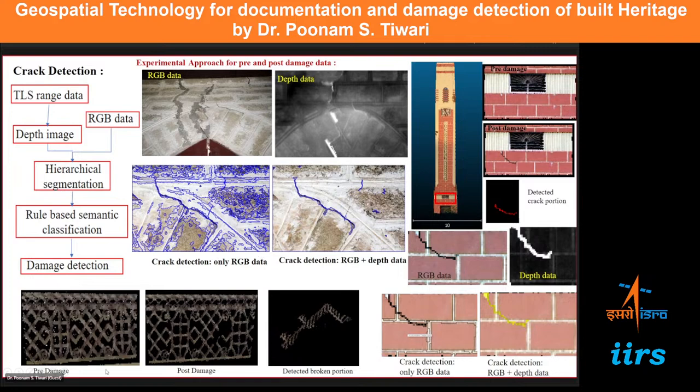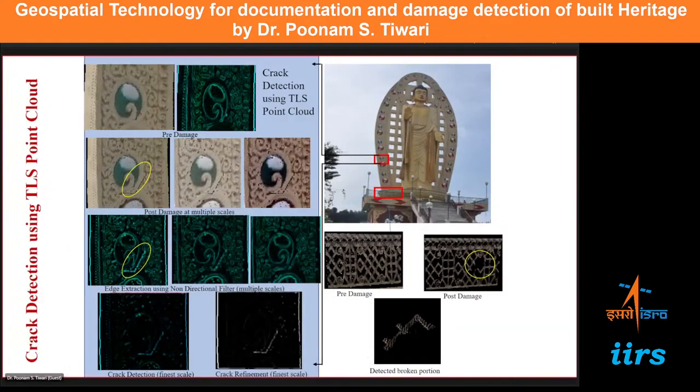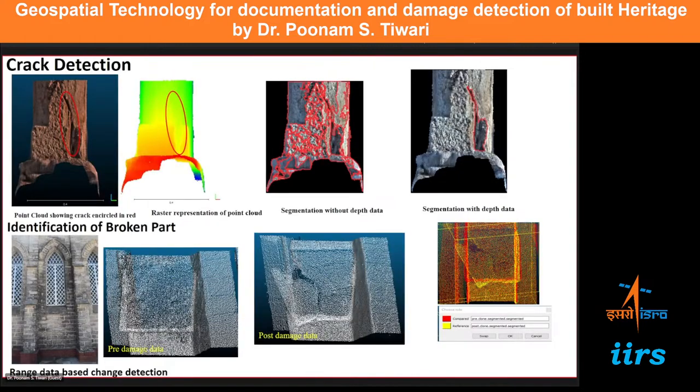Suppose I have 2-date data. Suppose some damage has happened in the area, and I have the original data and the damage data. Then simple change detection will give me the portion that has been damaged. Okay, so these are all the methods by which you can do the damage assessment. This again is crack detection in some other area, and this is identification of broken pattern using pre-date and post-date data, 2-date data.